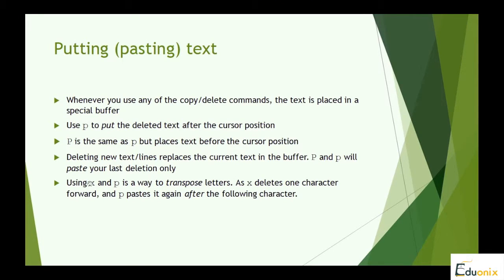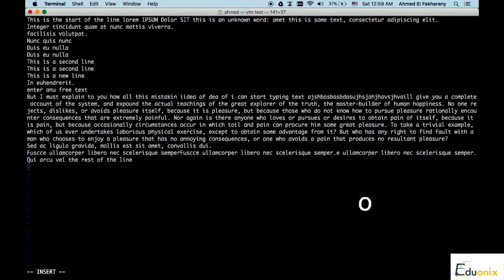And here we have a nifty trick that VI offers: you can transpose letters by using the X and the P. If you recall, the X will delete the character at the cursor, or the current position, and the P will paste after it. So let's have an example. For example, this is a word like transpose.